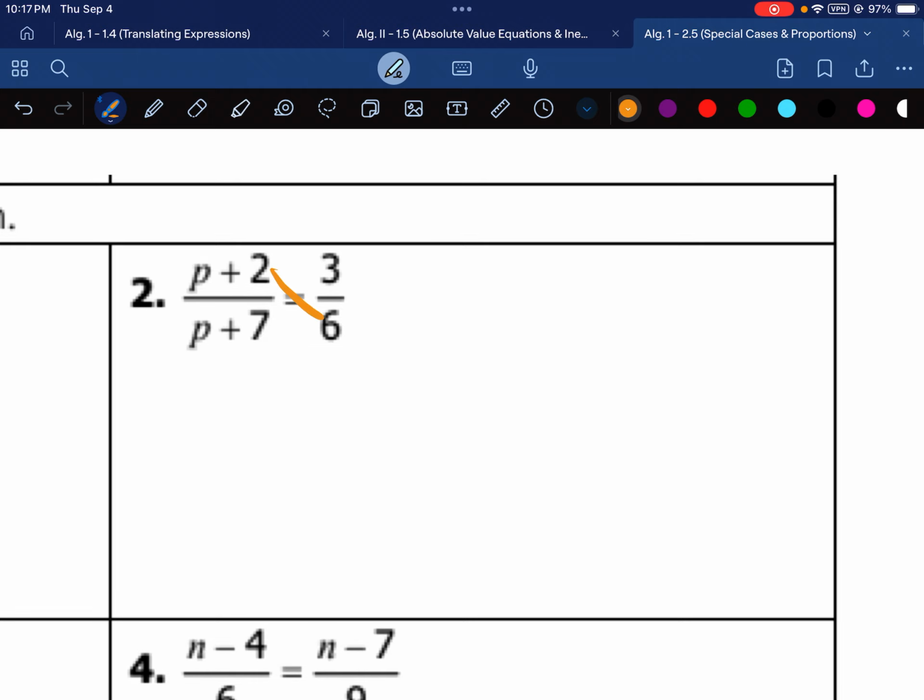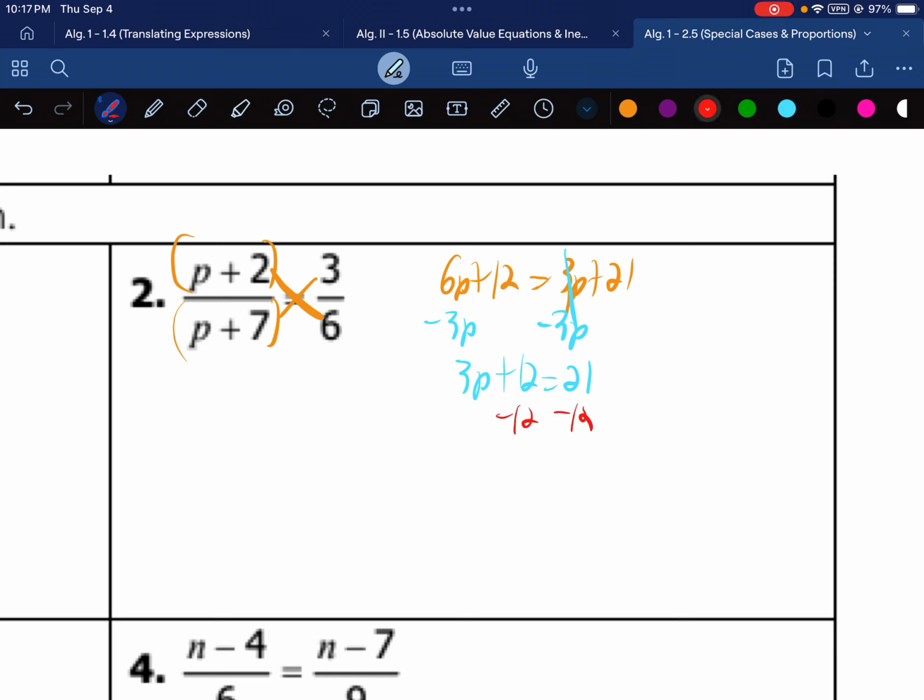Number 2 here, diagonally, 6 times p plus 2 gives us 6p plus 12. 3 times p plus 7 gives us 3p plus 21. I'm going to move my smaller p to my other side, which is subtracting 3p. 3p plus 12 equals 21. Subtract 12 from each side, and I get 3p equals 9. Then I'm going to divide both sides by 3, and p equals 3.